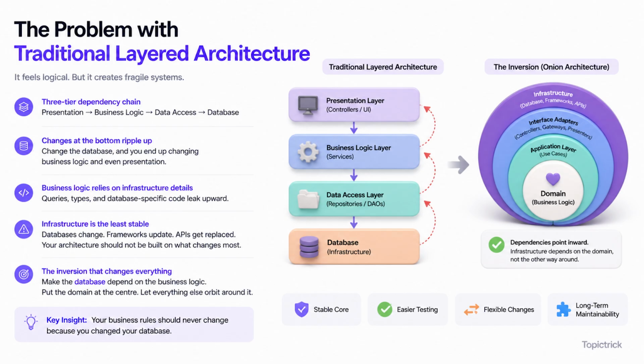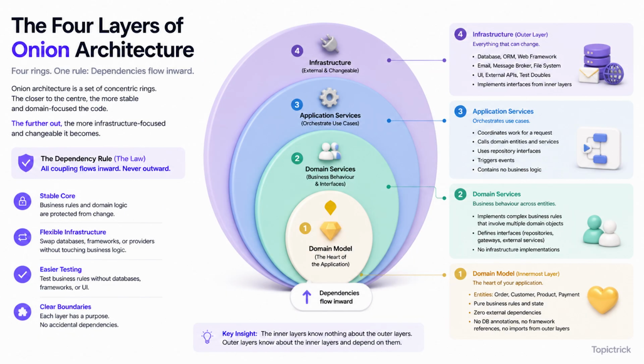Jeffrey Palermo looked at this in 2008 and proposed a simple but radical inversion. Do not make the business logic depend on the database. Make the database depend on the business logic. Put the domain, the heart of the application, at the center of everything, and let everything else orbit around it. Onion architecture is visualized as a set of concentric rings, like the layers of an onion. The further out you go, the more infrastructure-focused and changeable the code becomes. The further in you go, the more stable and domain-focused it becomes.